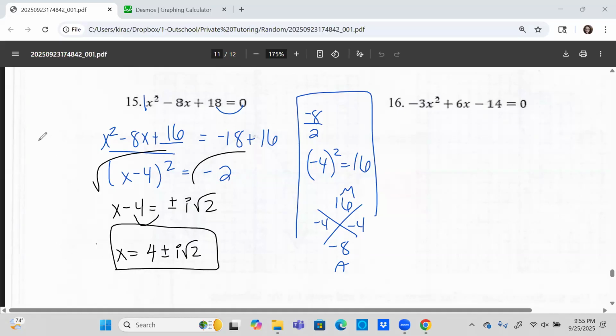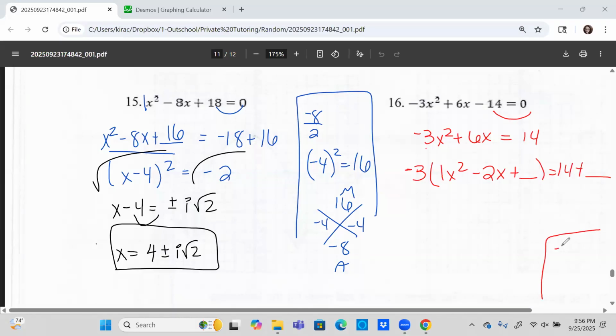All right, and 16 is going to be ugly. Go ahead and move that over. Okay, we need this to be a 1. So we're going to pull a -3. That'll be 1x squared. 6 divided by -3 would be -2x. Now we can do the blanks.